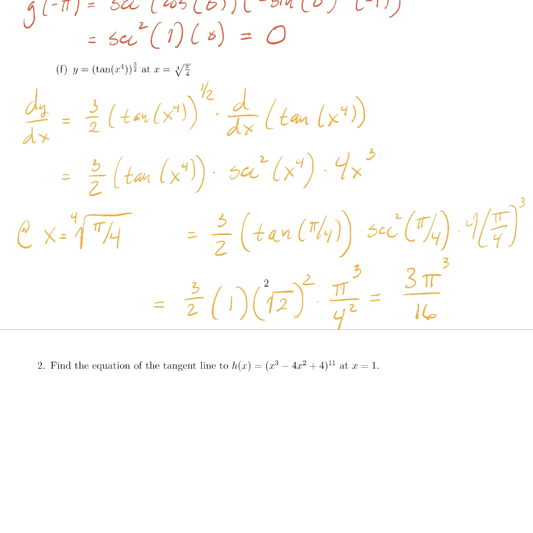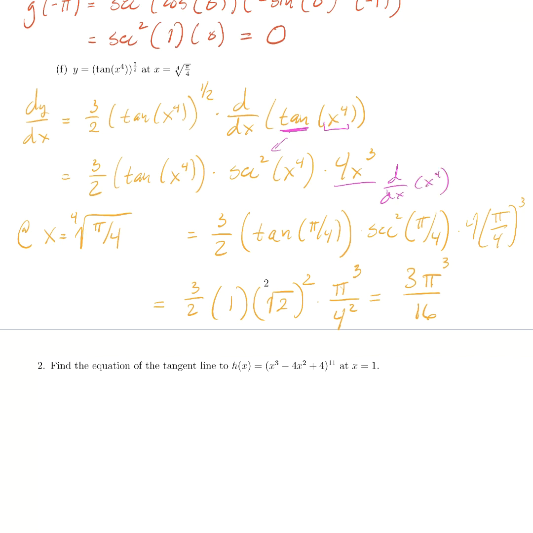But then we need to multiply by the derivative of the thing inside. So the derivative with respect to x of tangent of x to the 4th. So now, in this second step, playing the role of the outside function is tangent, and the inside function is x to the 4th. The derivative of tangent is secant squared, evaluated at the inside function, which is x to the 4th, and 4x cubed is the derivative with respect to x of x to the 4th.